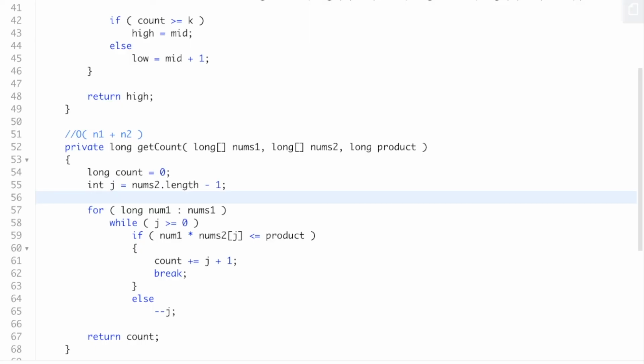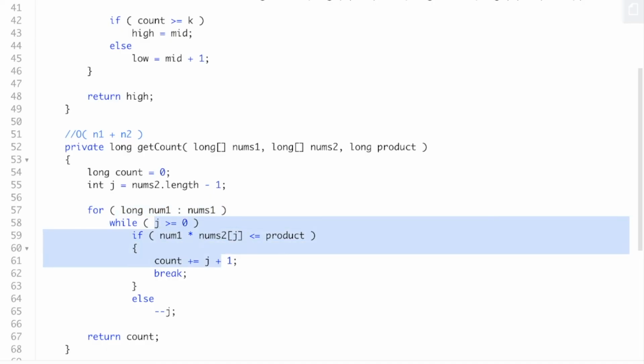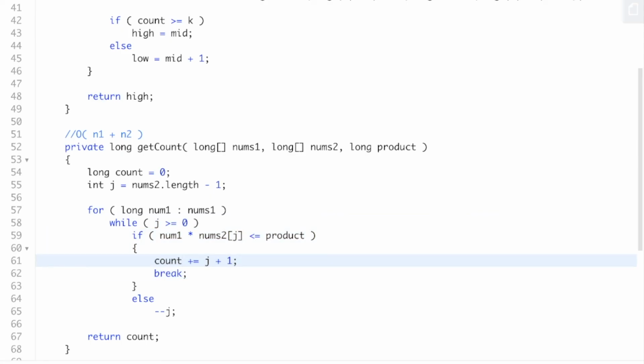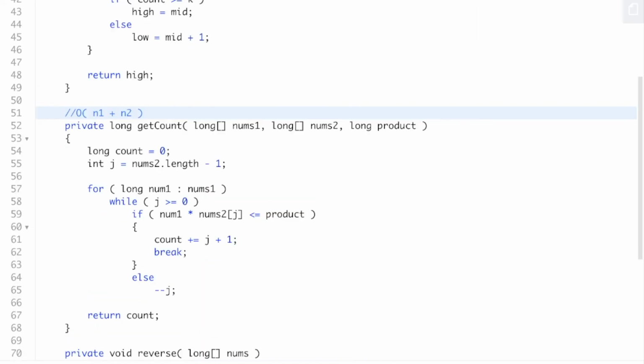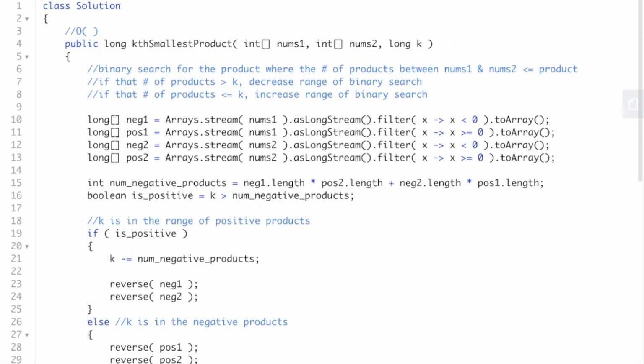If you remember how I went over it earlier, because j never gets reset, we'll go through all of the elements in nums1, and in the worst case all the elements in nums2, which just ends up being n1 plus n2. The big idea is that we just never reset j to anything. But I think that's a good enough explanation. So that's going to be n1 plus n2, and then let's see what else.